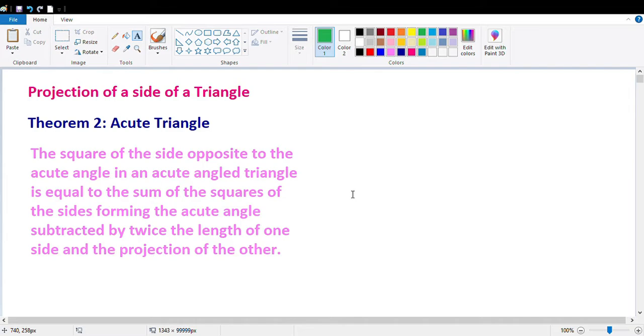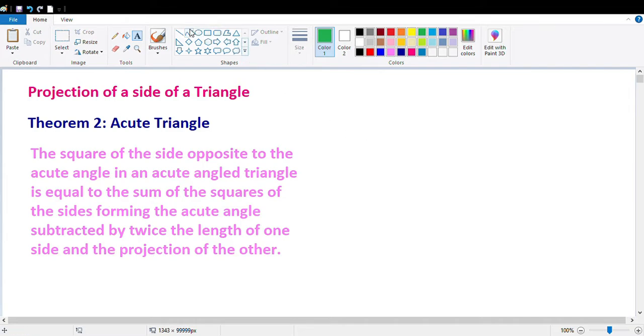Like the first theorem is about an obtuse triangle. It's used on obtuse triangles. The second one right here is used on acute triangles. So if you haven't watched the first one, I recommend you watch that first and then come back to this video. So you build your concept, and we'll be building our concept of the second theorem in this video. So without further ado, let's get started.